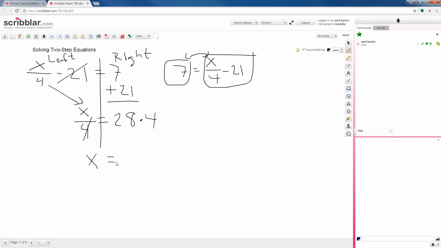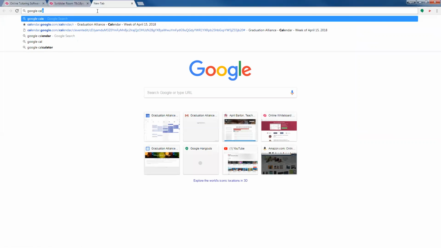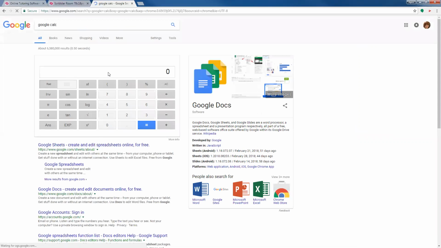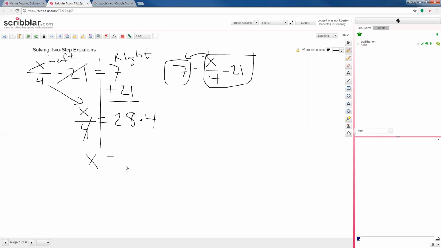which we can use a calculator for. I'm going to use Google Calc. You could do that by hand if you want. Quicker to just plug it in. 112. And so that's your final answer. Once you get it down to just one variable with one number on the other side, that's our final answer. So any questions on our two-step equations so far?